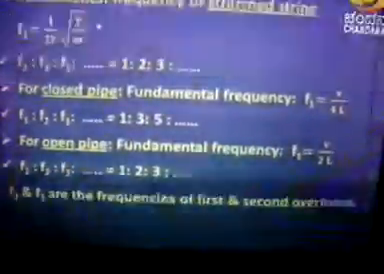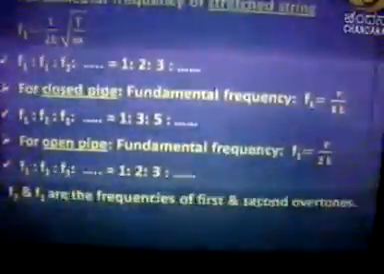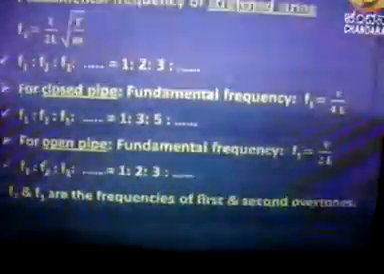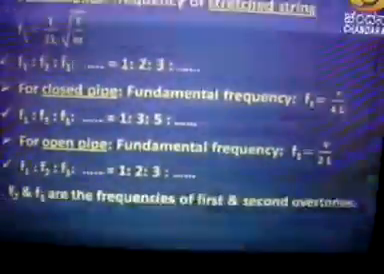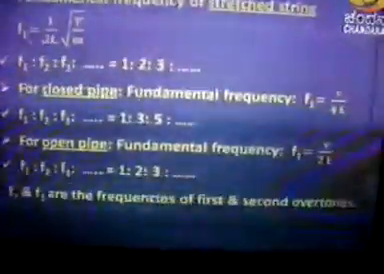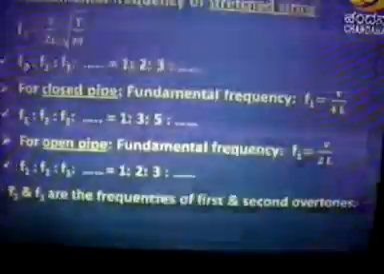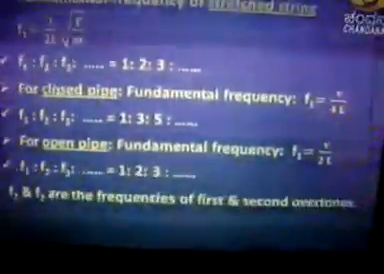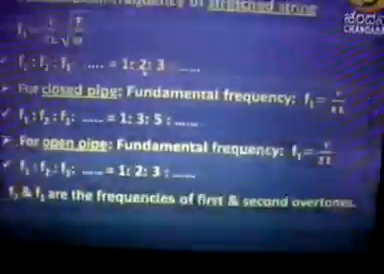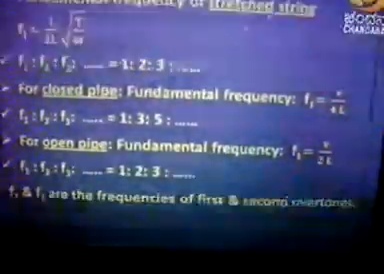Next, the stretched string vibrates in different modes. The fundamental mode, or first mode, has a frequency known as the fundamental frequency, which is given by the expression F1 equal to 1 by 2L into square root of T by M. The different modes of vibration have higher frequencies, and in the case of a stretched string, the overtones are in the ratio 1:2:3, etc. It means all the harmonics are present in the stretched string.